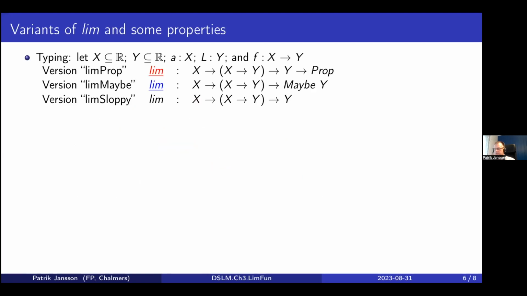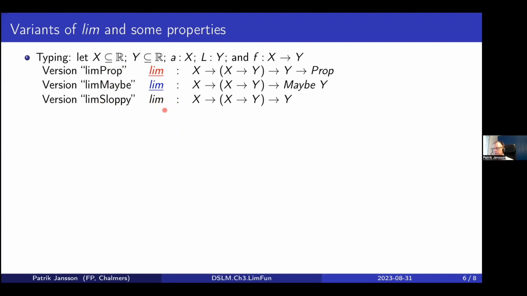What I would like to look at is the typing of lim. So actually, I have here written 3 different possible types of limit. So I've made them a little bit different. So this is a red underlined lim, this is a blue underlined lim, and this is a black lim. And I call them lim prop, lim maybe, and lim sloppy. So in actual mathematics text, the sloppy version is mostly used.